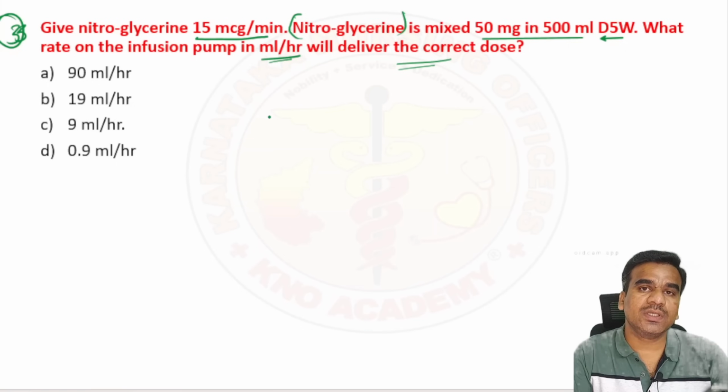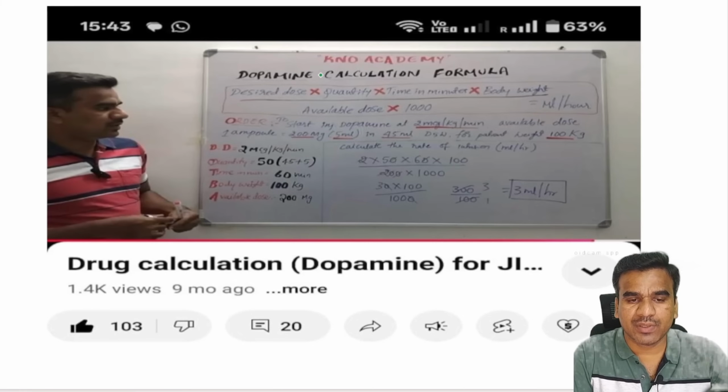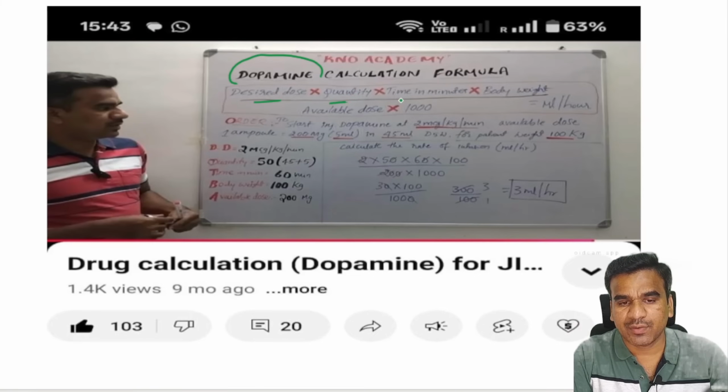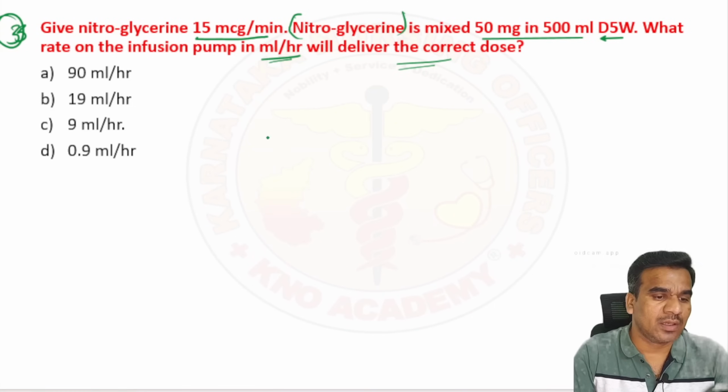I explained this question around 9 months ago on the YouTube channel, where I explained the dopamine calculation. It is the same formula: desired dose into quantity into time in minutes, and if they give the patient body weight we can include it, divided by available dose into 1000. The 1000 is for the microgram conversion. So I will solve this question.